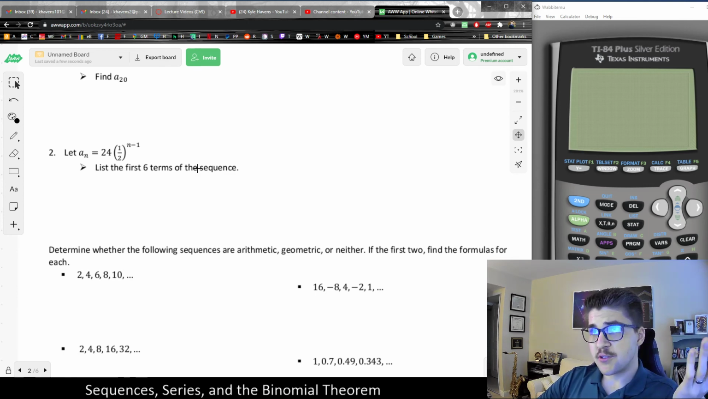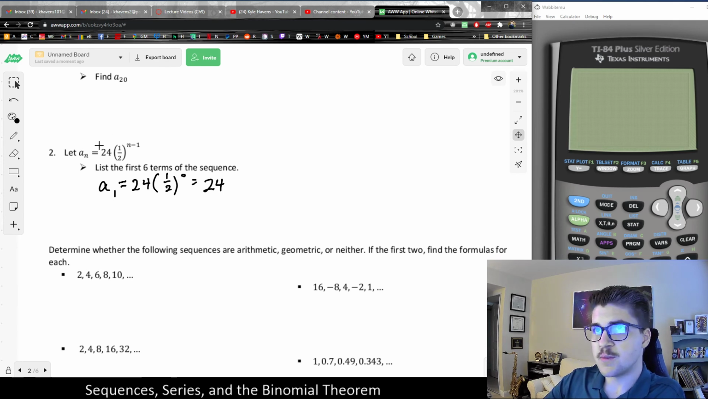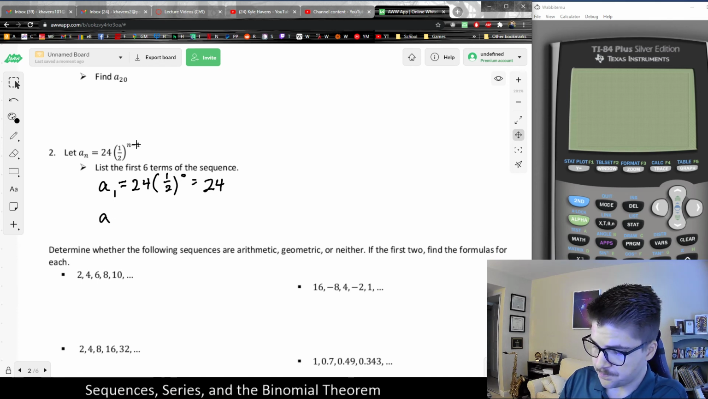If we wanted to list the first 6 terms, that would just be a matter of plugging in 1, 2, 3, 4, 5, and 6. But it's a little bit easier to do this once you see the pattern. Formulaically speaking, I could start with a sub 1. That would be 24 times 1/2 to the 1 minus 1, which is 0. And anything to the 0 is 1, so this would just be 24. The first term should always be out front if it has the proper structure. Then the second term would be 24 times 1/2 to the 2 minus 1, which is 1. So 24 times 1/2, half of 24, is 12.